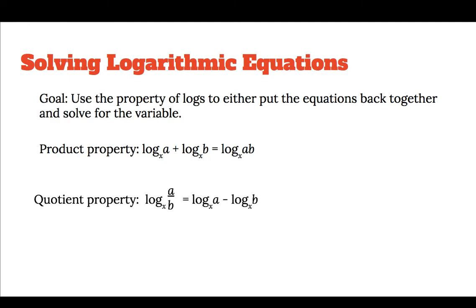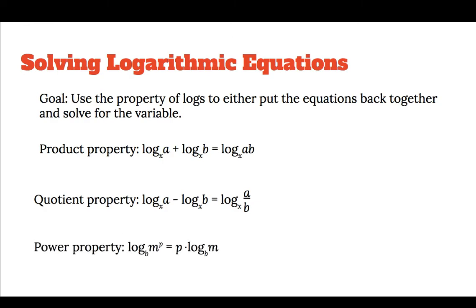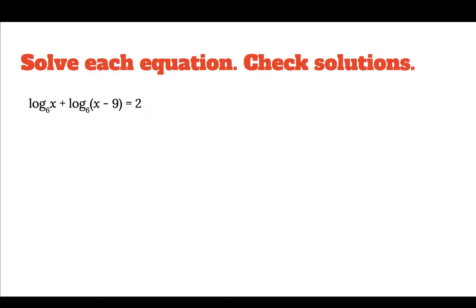The same is true with the quotient property. This is the original form that I showed you. But if I flip it around, I can take it already broken apart and put it back together as a quotient. And lastly, the same thing with the power property. If we took the exponent and pulled it out front, we can take the number that's out front and put it back into the log. And I'm going to show you how to do that with some examples.